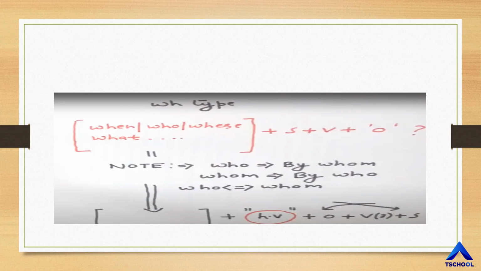So if we change a sentence from active to passive, then we generally put the subject plus verb plus object. Correct. But in the by who and by whom case, we need to put the helping verb first. Then it would be the object plus the verb, that is in the third form, and then the subject. We'll look at the example so it would be easy for you to understand.